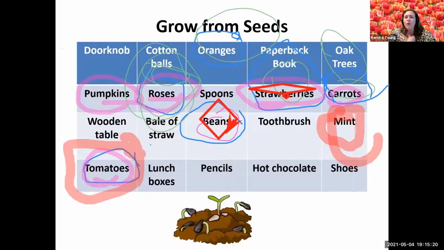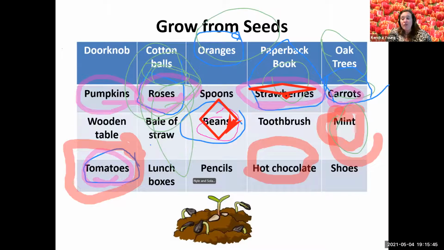Okay, so growing from seeds, we have tomatoes, pumpkins, roses, beans, oranges, strawberry, carrots, oak trees, mint. What about a bale of straw? Doesn't straw come from a seed? Straw does come from a seed. That's hay. Okay, so hay comes from a seed.